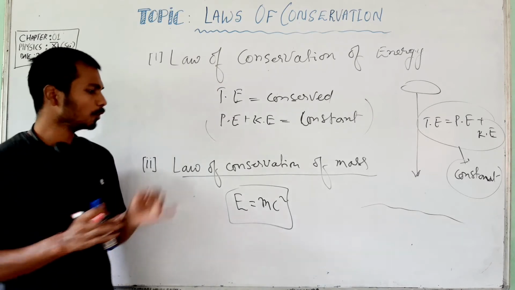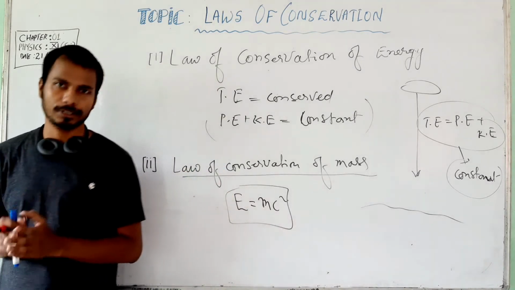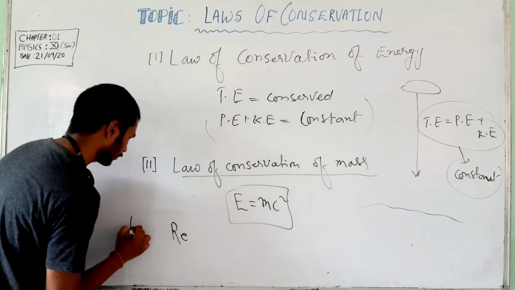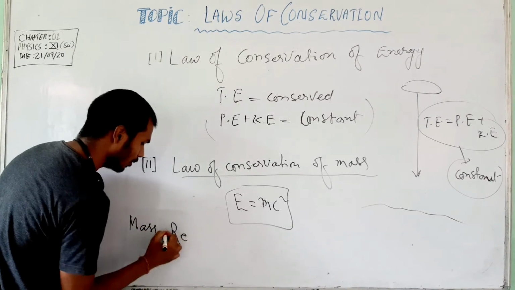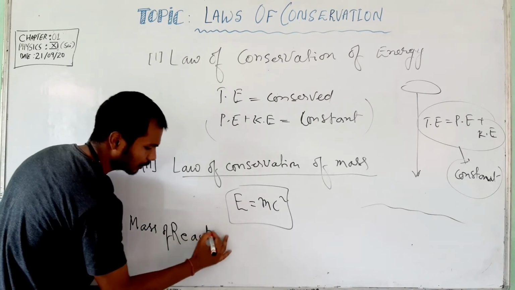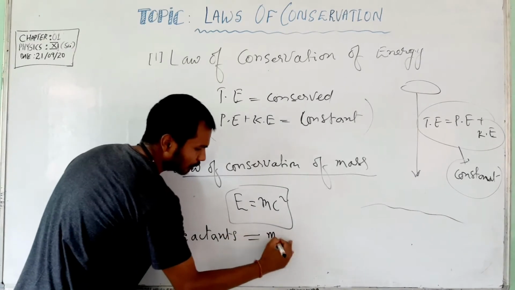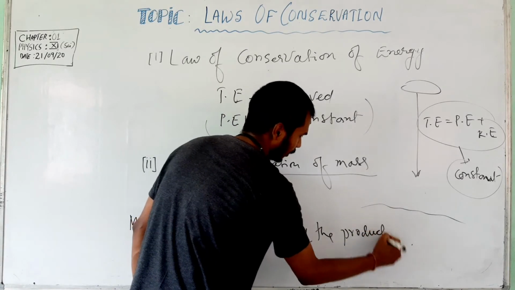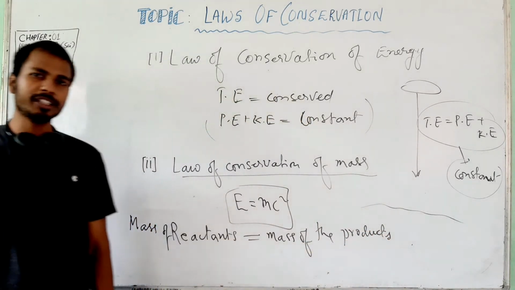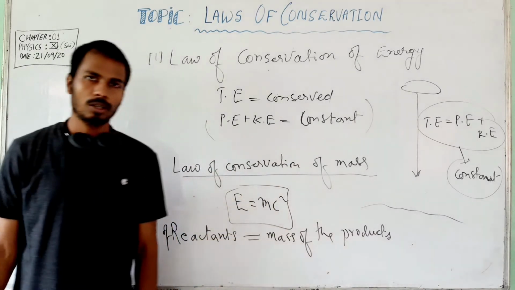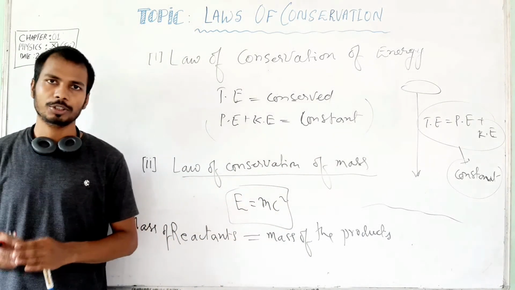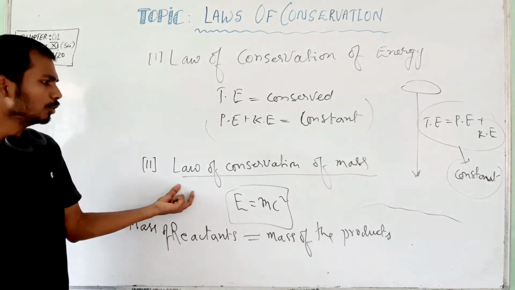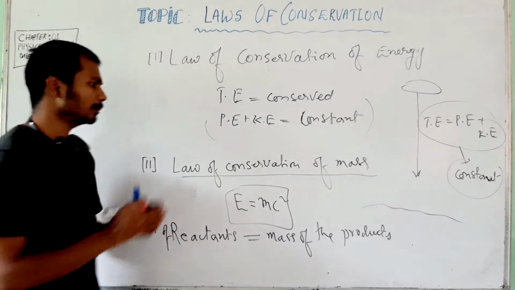For an isolated system, mass remains conserved. In a chemical reaction, the mass of the reactants is equal to the mass of the products. A very small amount of mass is lost due to binding energy, but that mass is almost negligible. So according to the law of conservation of mass, the mass of an isolated system is always conserved.